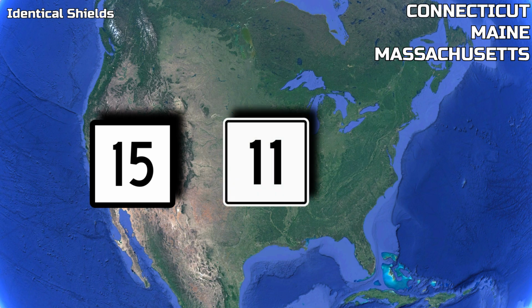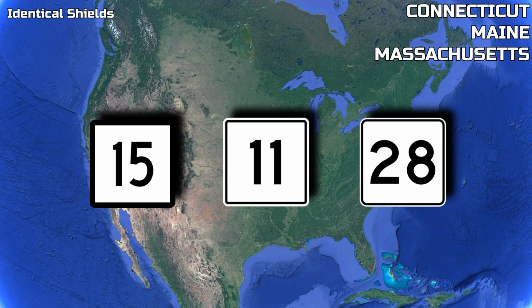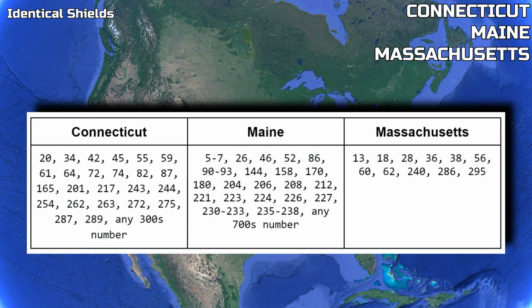Annoyingly, Connecticut, Maine, and Massachusetts, all found in New England, are the three states that use identical white squares with black borders. By far the most important thing to know here is that in Connecticut, the shield has a slightly thicker border in comparison to Massachusetts and Maine, which are exactly the same shield. I also threw together this chart showing unique road numbers to each of these states. It's probably pretty hard to memorize this, and it might be incomplete, but it could still be useful.